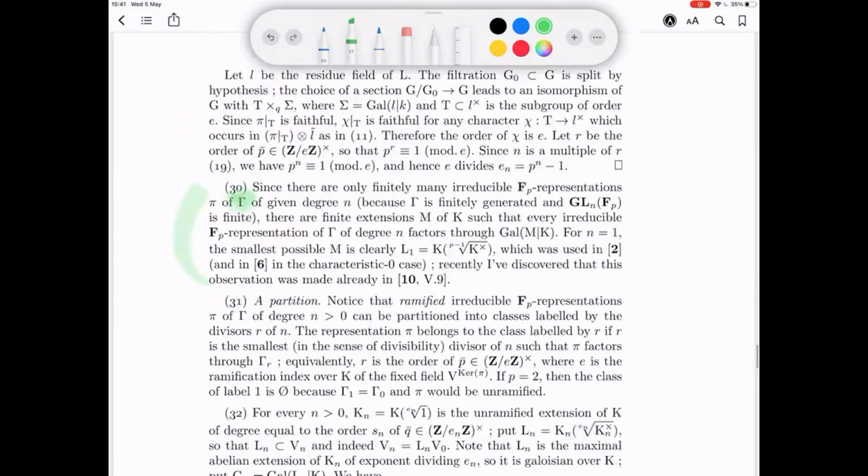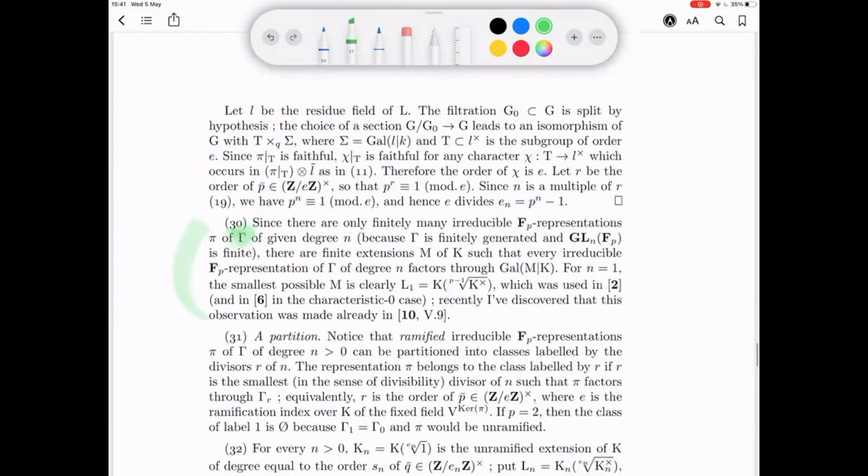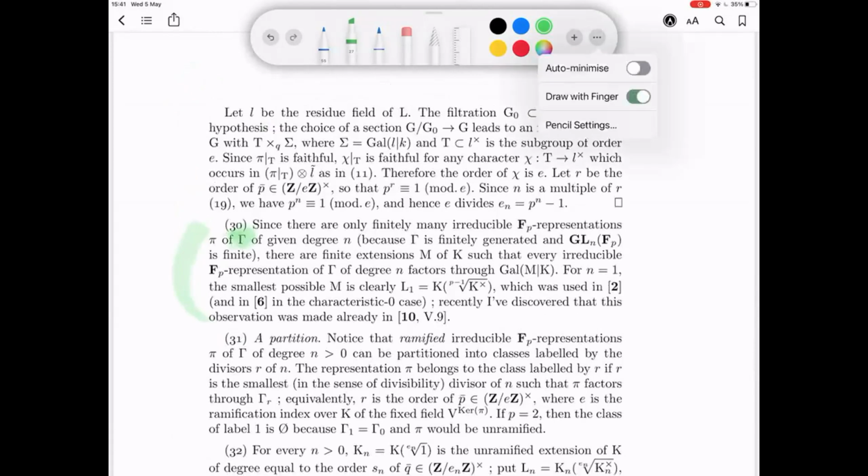The group gamma is actually generated by just two elements, and there's just one relation between them. This we must have discussed when we talked about tamely ramified extensions and which of them are Galois and what is the Galois group in that case.